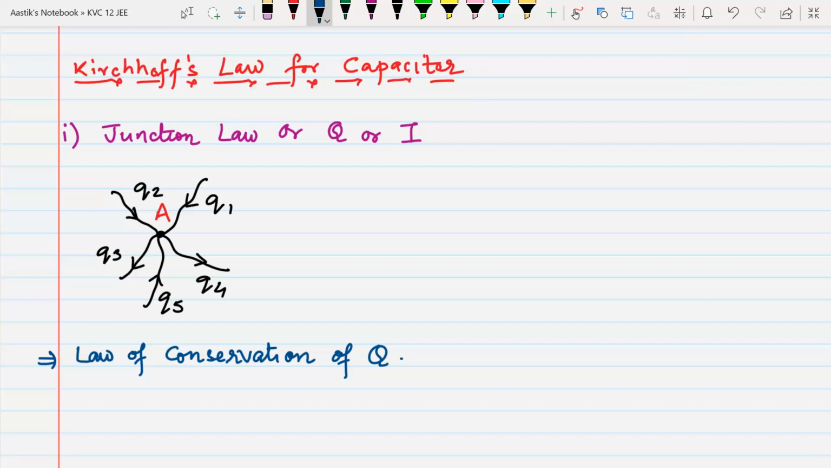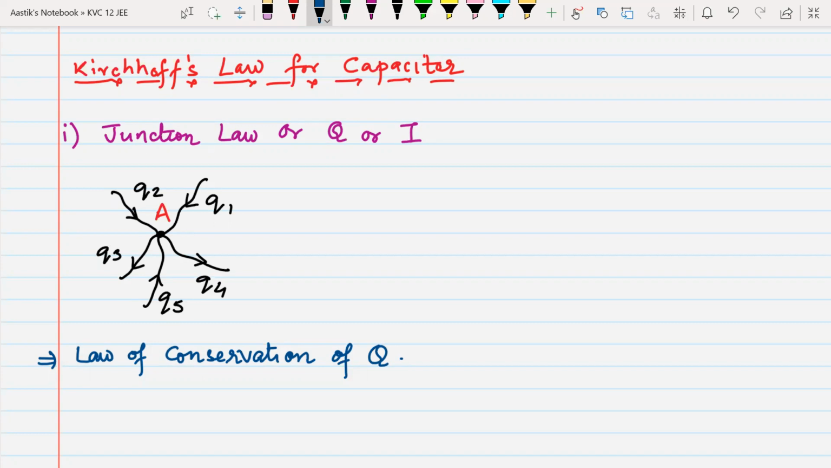So what would be the charge law or the junction law, or the current law for that matter? If instead of charges Q1, Q2, Q3, Q4, Q5, I can draw currents I1, I2, I3, I4, I5.